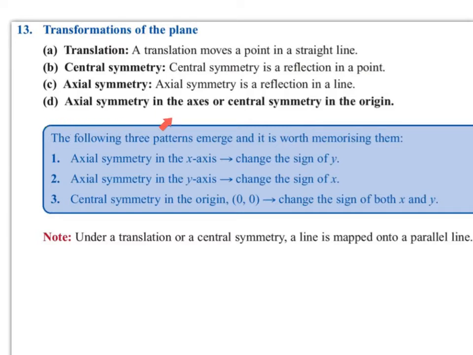The following 3 patterns emerge and it is worth memorizing them. Number 1. Axial symmetry in the x-axis, change the sign of y. Number 2. Axial symmetry in the y-axis, change the sign of x. Number 3. Central symmetry in the origin 0, 0, change the sign of both x and y. Note, under a translation or central symmetry, a line is mapped onto a parallel line.